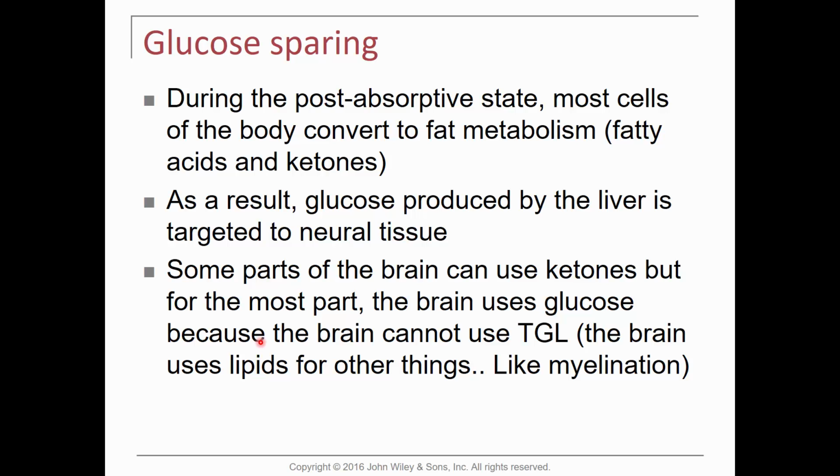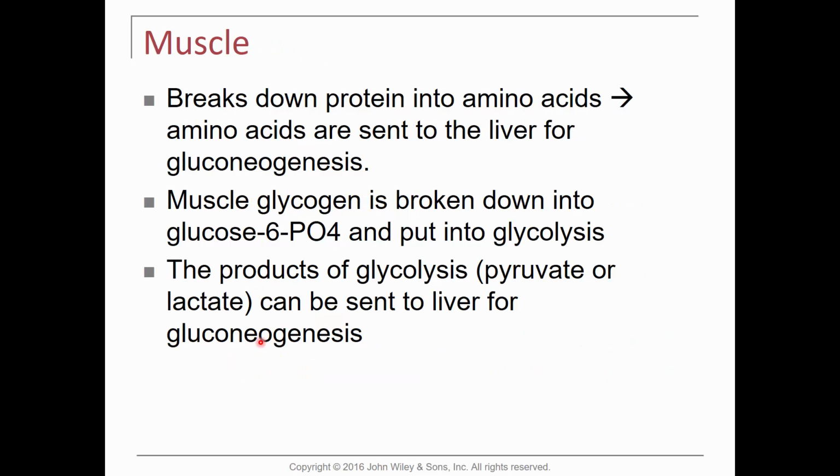The rest of the body then is going to run on fat because the rest of the body has no trouble running on fat. Now the muscle. The thing is, fat that we break down doesn't have enough glycerol to supply the liver with the 3 carbon molecules it needs to make new glucose. There just isn't enough fat for that. So the muscle breaks down some protein, and those amino acids are sent to the liver for gluconeogenesis.